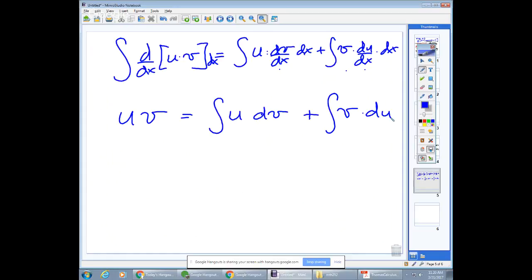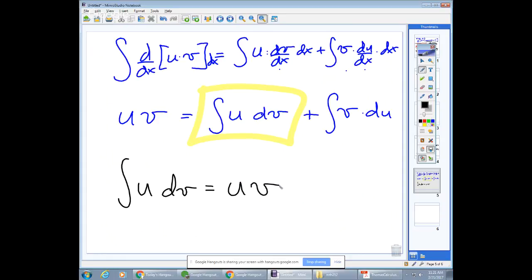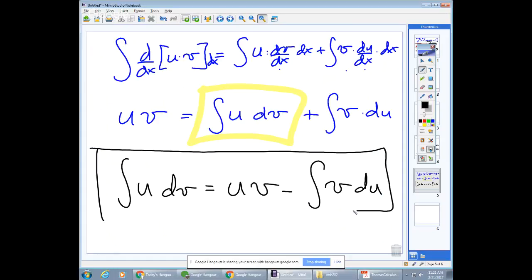And then just for fun, I'm going to isolate that guy right there. To isolate that guy, I subtract the integral of v du to the other side. And so I'm going to change the order a bit and change color. I'm going to say that the integral of u dv is equal to uv minus the integral of v du. This reversing of the product rule is what we call the integration by parts formula.